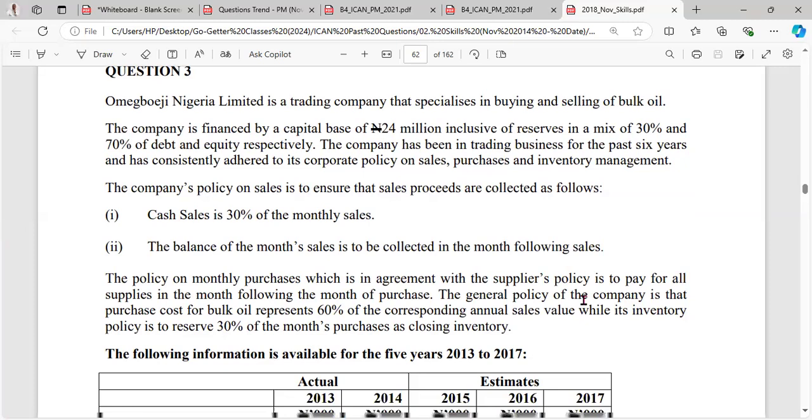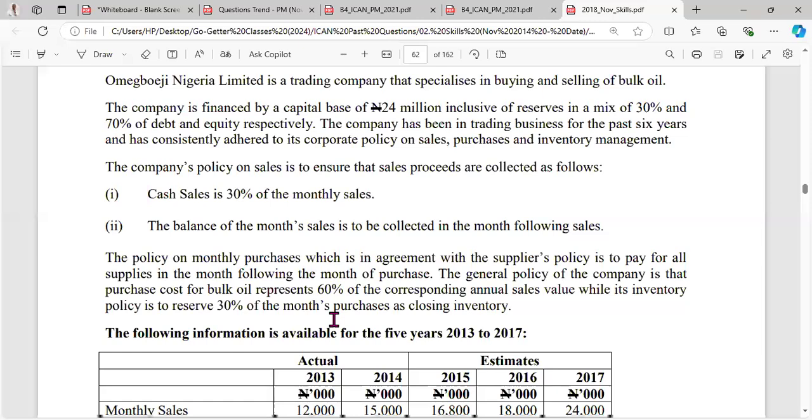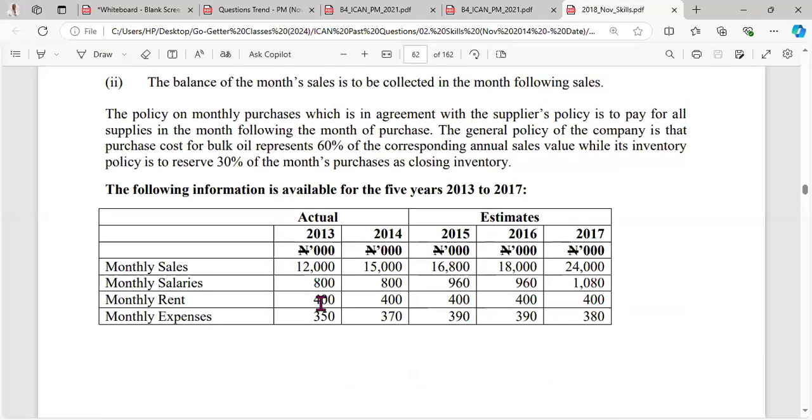Then this is actual 2023. Then we have 2024, 5, 6, 7 as estimates. The following information is available for 5 years, 2013 to 17. Monthly sales, salaries, rent, and expense.